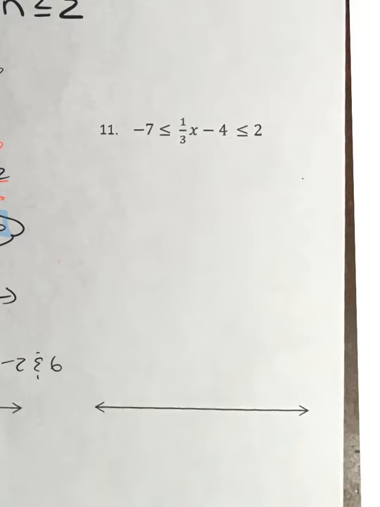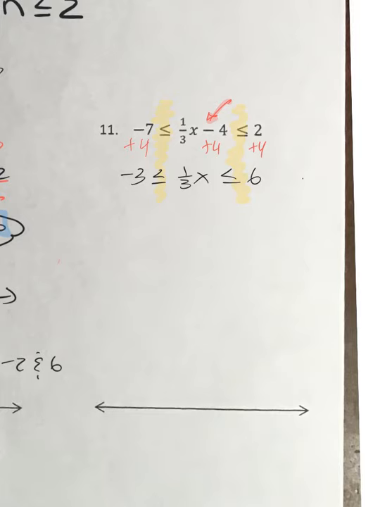So what you might do is grab a highlighter, maybe put a highlighter on the inequalities because we're just solving two of them simultaneously. And we have to undo the subtract 4, right? And so we're going to add 4, so we have to add 4 to the two ends. And then that's going to leave us negative 3 is less than or equal to 1/3 x in the center, and 2 plus 4 is 6.